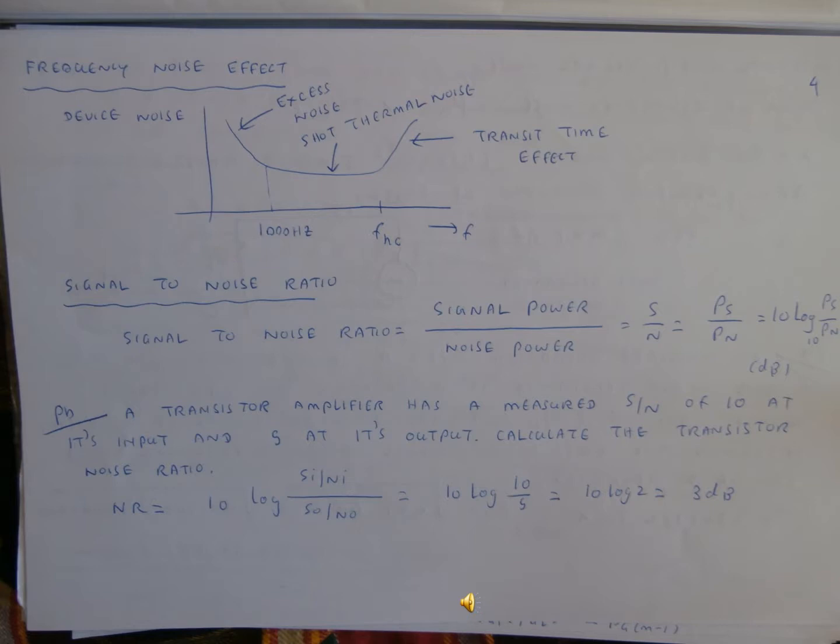Then we also saw the problem: a transistor amplifier measures a signal to noise ratio of 10 at its input and 5 at its output. Calculate the transistor noise ratio. So we write down the equation for the noise figure: 10 log of SI divided by NI, divided by SO divided by NO. So that is 10 log of 10 divided by 5, which is 10 log 2. So we get 3 dB. This is the equation to calculate the noise figure.